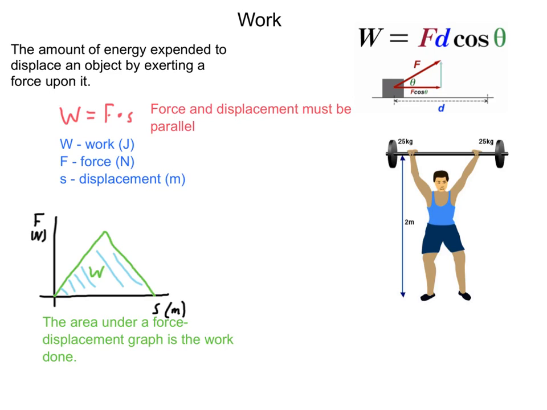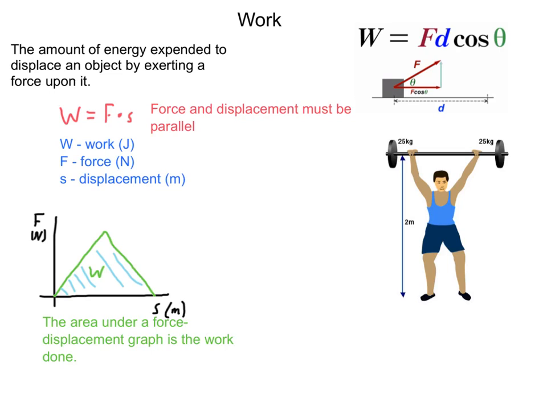Now, this idea that we expend energy to displace an object is very important. There must be a displacement. So if there's no displacement, s is 0, then you have done no work. You could push on the wall all day long with everything you have, and yet you would have no displacement, and so you would do no work.